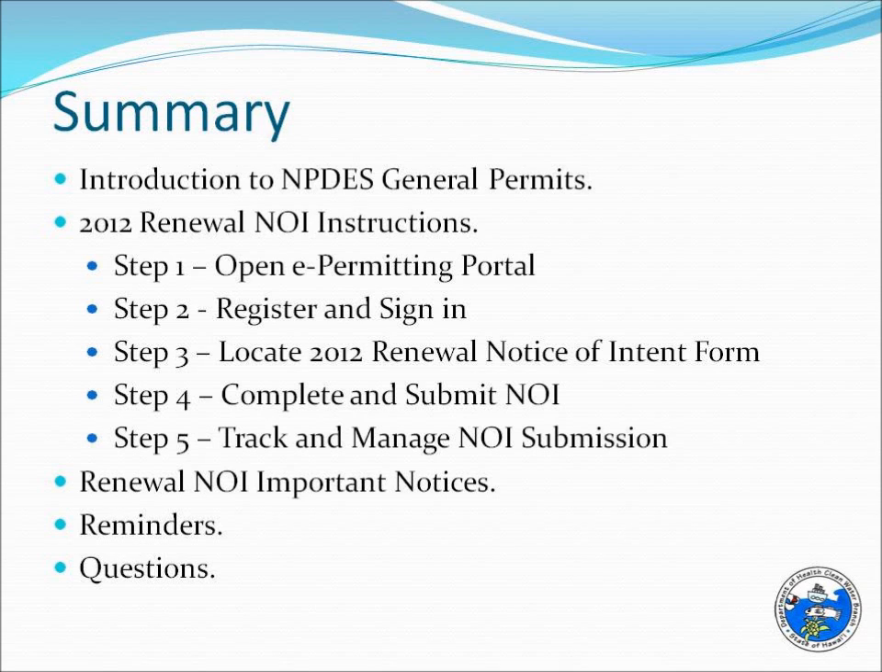Step 1 is to open the e-permitting portal. Step 2 is to register and sign in to the e-permitting portal. Step 3 is to locate the 2012 Renewal Notice of Intent form. Step 4 is to complete and submit this form. And Step 5 is to track and manage your submission. After the Renewal NOI instructions, we will provide you with important notices and reminders.